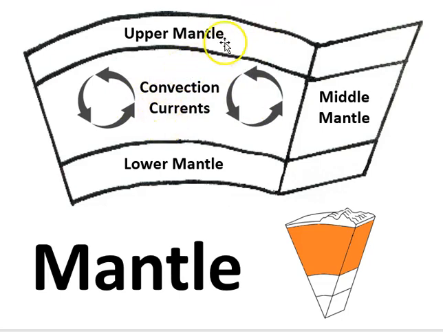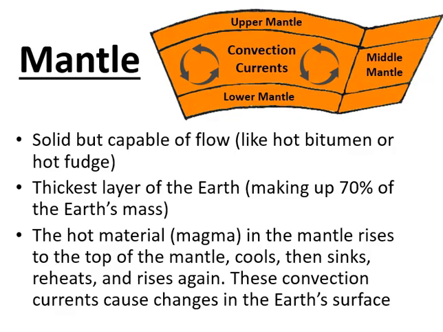Now the mantle again is broken up into two sections, the upper and the lower. Now the upper mantle we don't think has an awful lot of convection currents. We think they actually form in the middle here. And although I say that this is moving, realize this is a semi-solid mass that is still very sludgily moving around over a very long period of time.